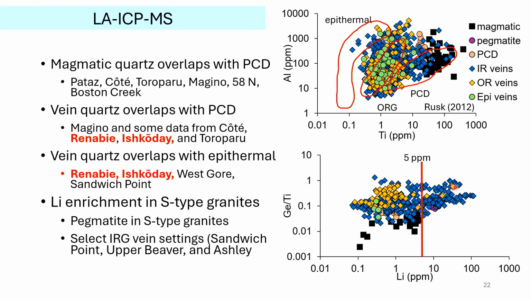But in addition to those, we do also have high lithium from Upper Beaver and Ashley that have elevated lithium. So one of the things is, what would be the reason for that? Like, are there S-type granites in that area? No, but what else could maybe be causing this lithium enrichment that we see in places in the Superior Province?